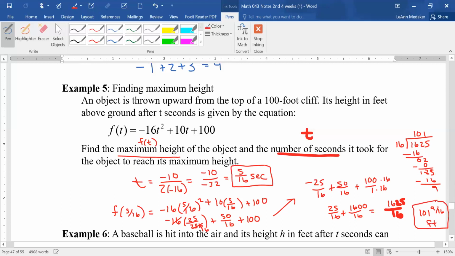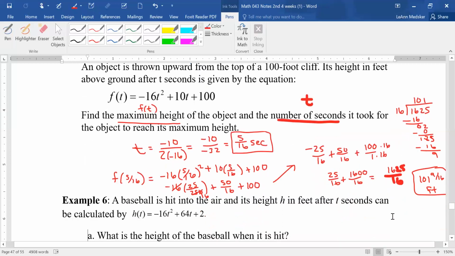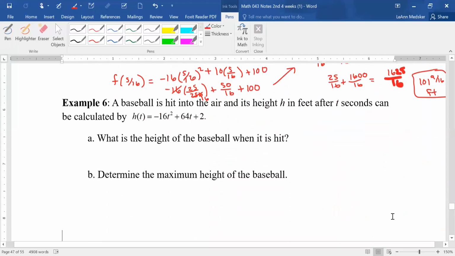Now, if the directions say you can go to decimal, then you would have just had on your calculator 1,625 divided by 16 and turn that into a decimal. So it really just depends on what the directions say. All right, so let's do another one.